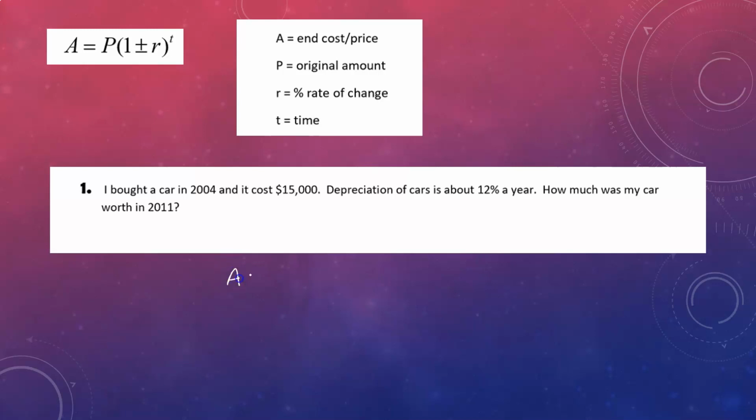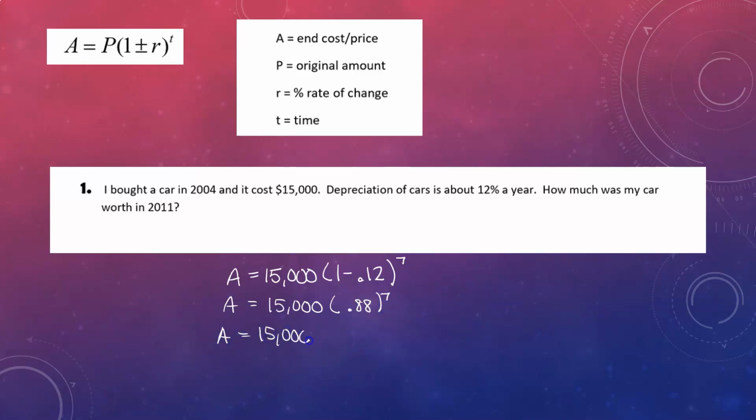So A is equal to, my principal is 15,000 times 1, and it's depreciation, so we're going to subtract here. So subtract 12%, which is 0.12 written as a decimal, and that's 7 years, so to the 7th power. Your calculators may round in a different place, but I'm going to show you what mine did, and you're going to see why you need a calculator here. Remember to do what's in the parentheses first. So I have 0.88 to the 7th power.